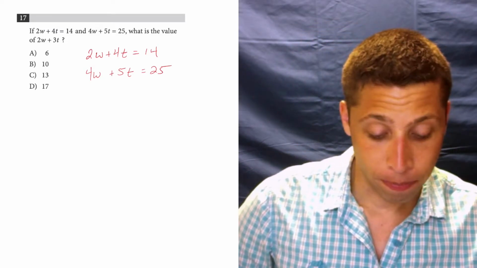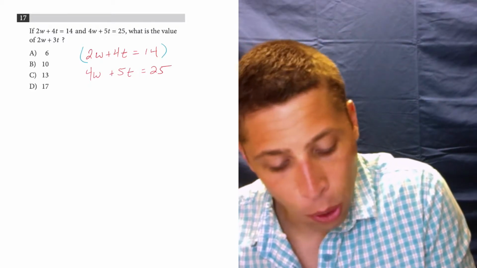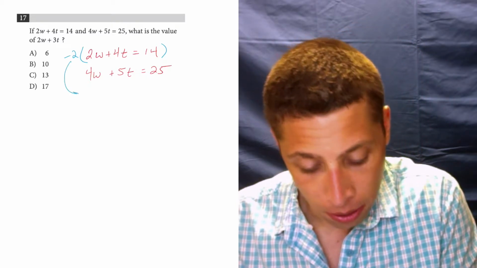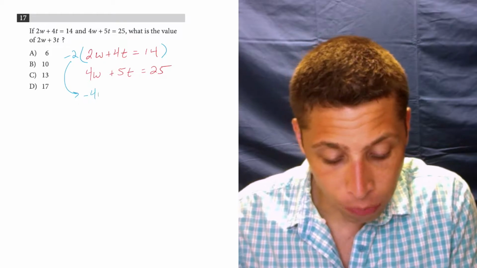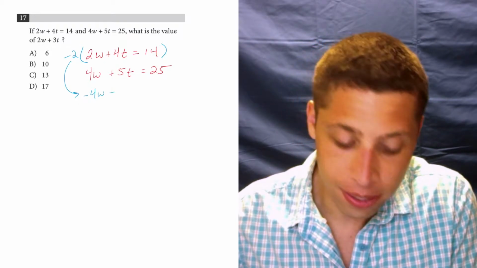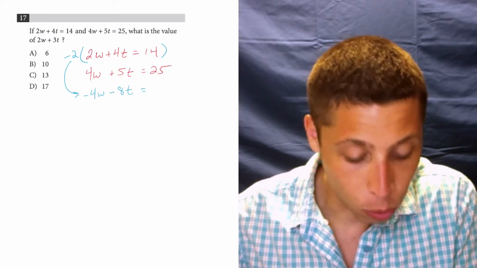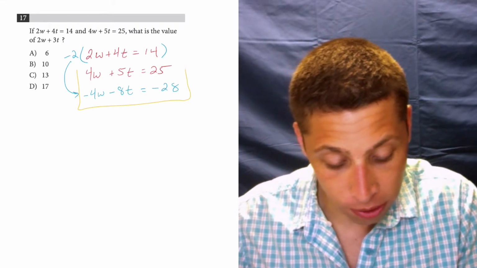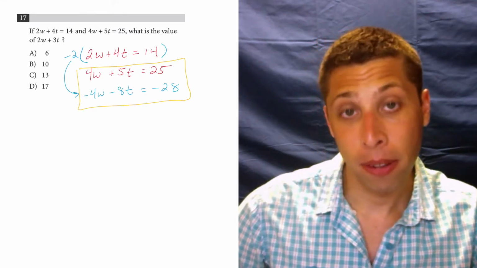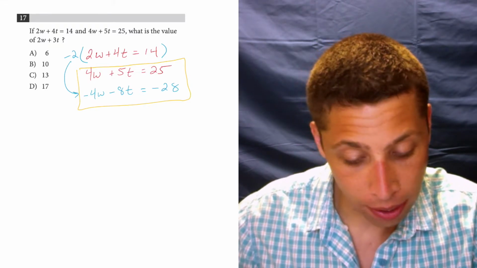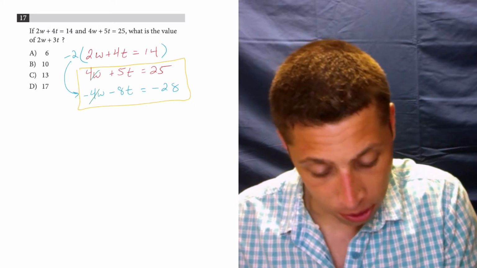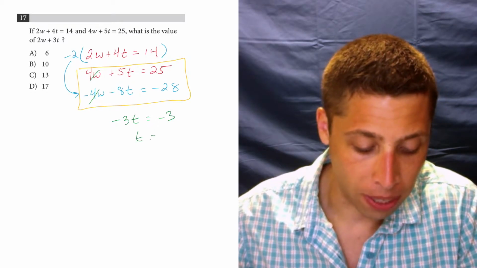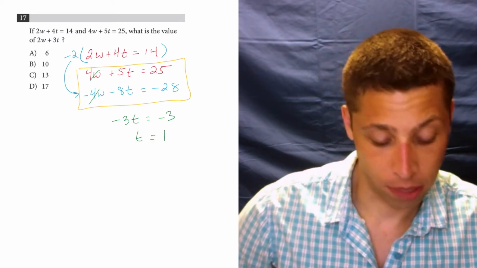Let's get rid of a variable. So what I would do is multiply the top equation by -2 so that I can eliminate my w's. If I do that, I'm going to get a new equation: -4w minus 8t equals -28. And now I can take these two equations and add them up and eliminate the w's. So when I do that, this goes away, and I am left with -3t is equal to -3, which is going to make t equal to 1, right, if we divide by -3.